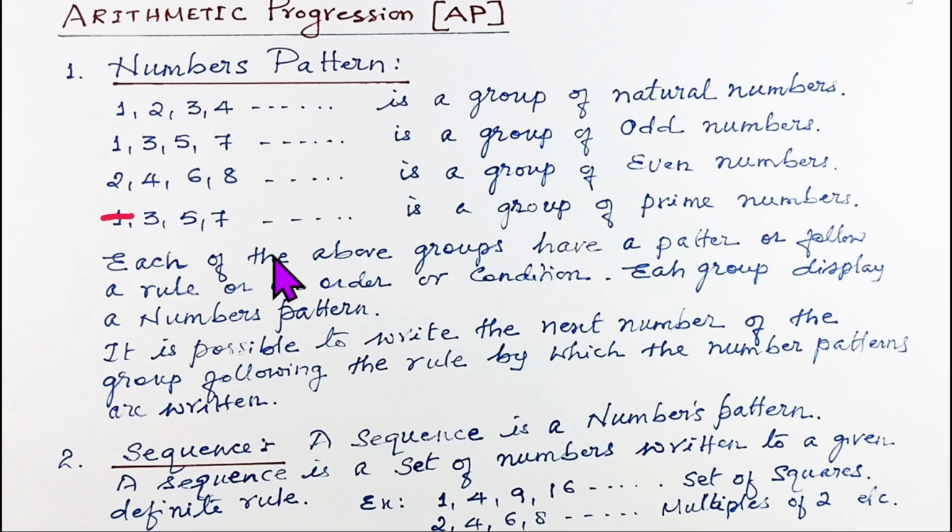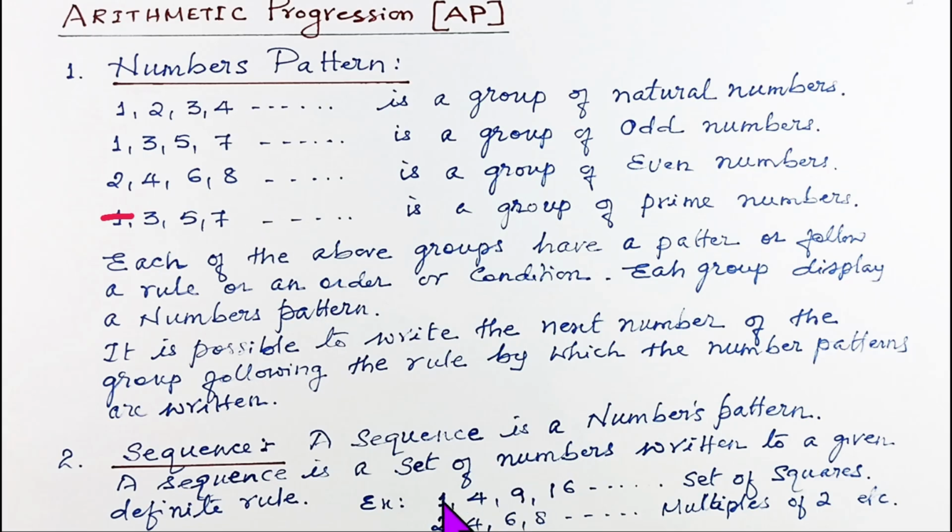Now why did we study this? Let us understand what a sequence is. A sequence is defined as a number pattern. Therefore, all these number patterns are sequences. Therefore, a sequence is a set of numbers written to a given definite rule. So, a sequence is a group of numbers written to a given definite rule.